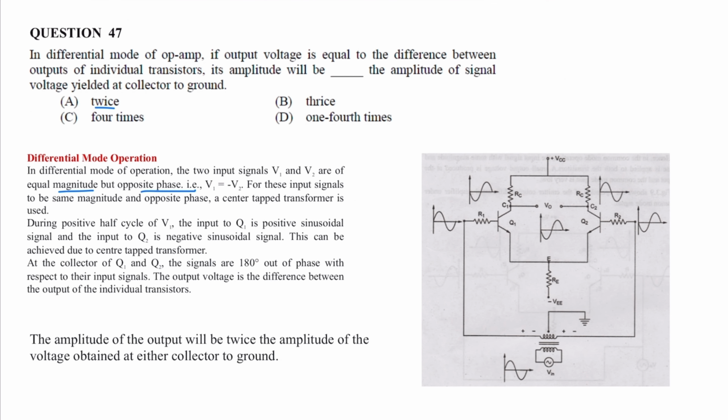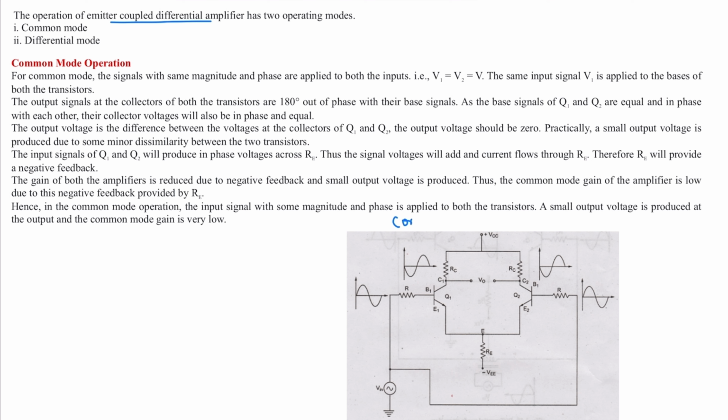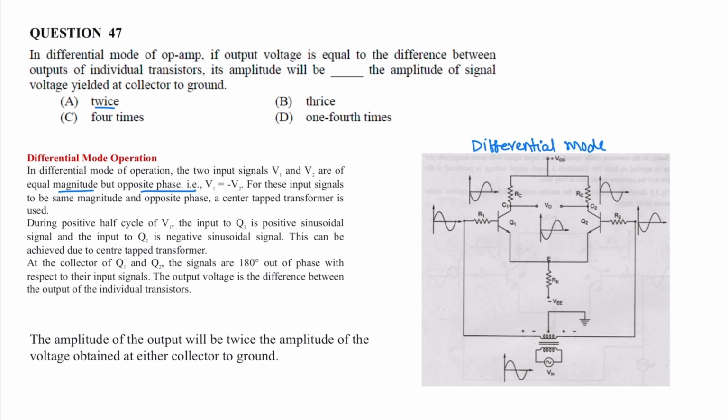So correct option is twice. So this is a differential mode operation. This is a circuit diagram for differential mode and this is common mode. Okay. So correct option is twice. In differential mode of op amp, if output voltage is equal to the difference between the outputs of individual transistors, its amplitude will be twice the amplitude of signal voltage yielded at the collector to ground.